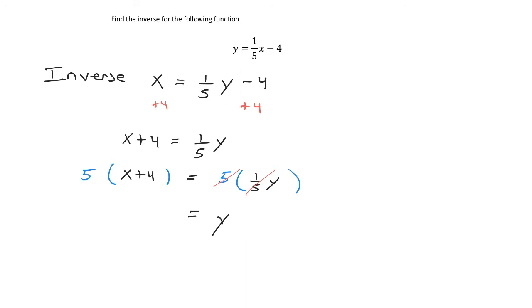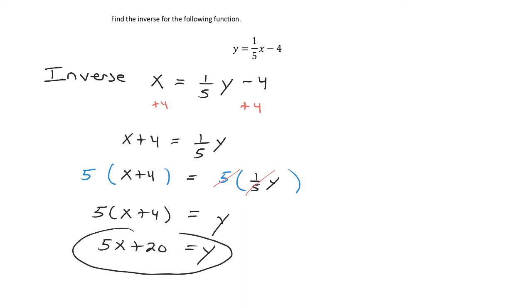And on the left, I can leave my answer as this, or I could distribute the 5 into the parentheses. But in either case, this is the formula of my inverse. So I would say both of these answers are acceptable.